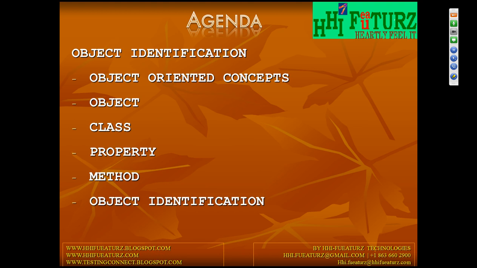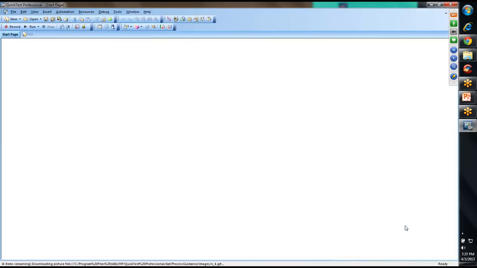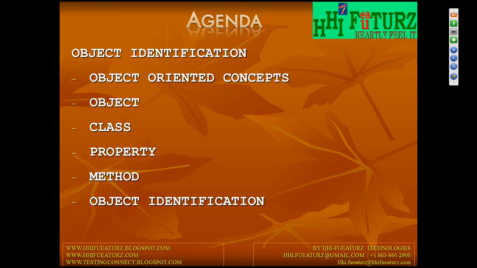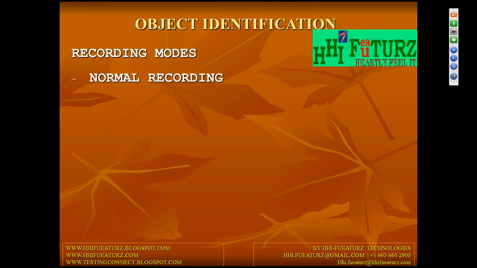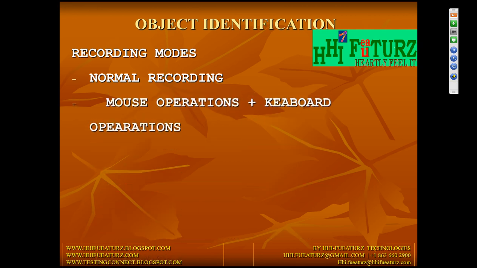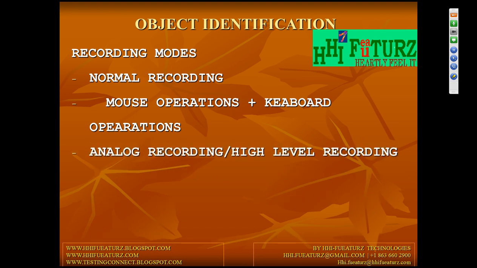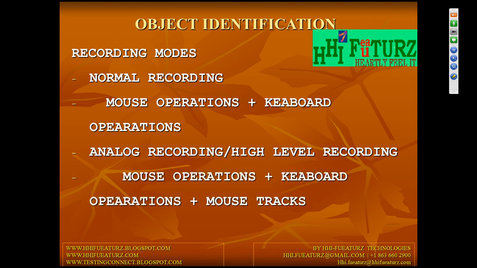So in our class we'll be covering object oriented concepts at a very high level: what is an object, what is a class, what is a method, what is a property, then the object identification mechanism. Before that, we have one small topic, recording modes. As I said, there are three recording modes in QTP: normal recording, which you can also consider high level recording, analog recording, then low level recording.